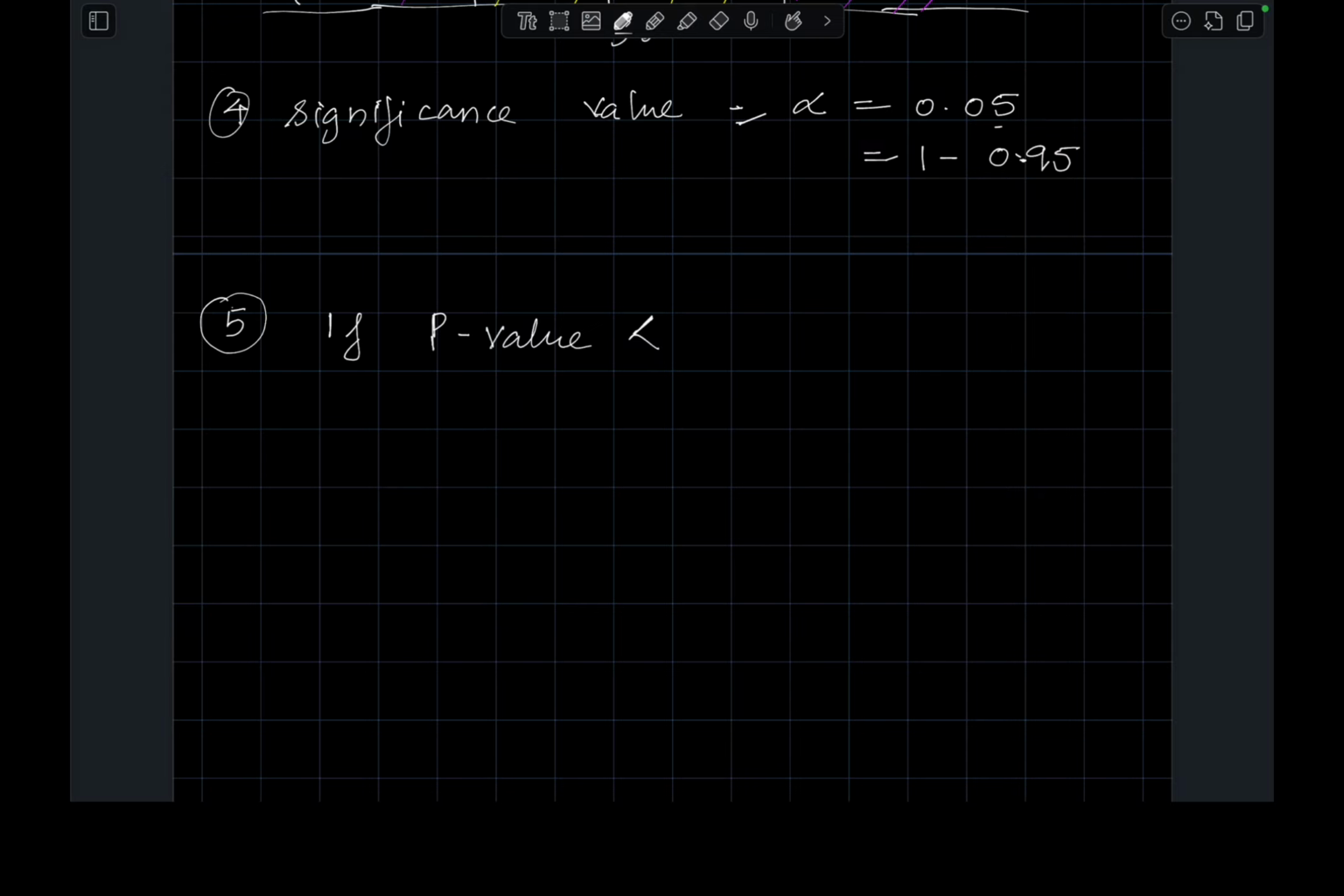So if the p-value is less than the significance value, we should reject the null hypothesis.